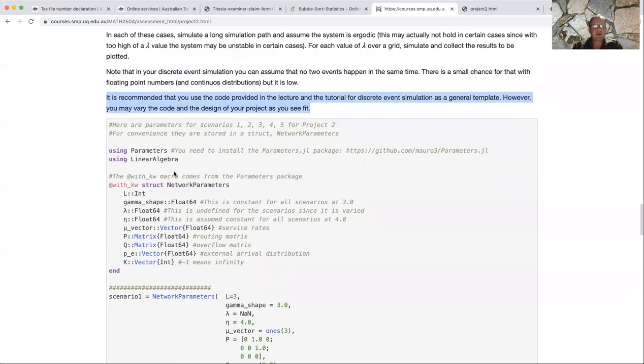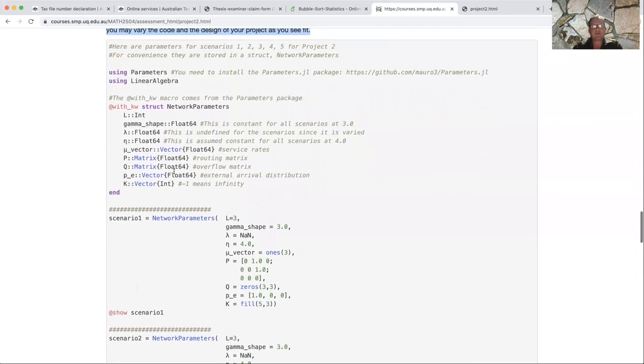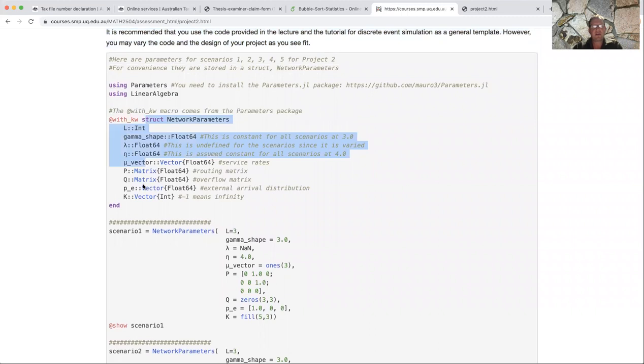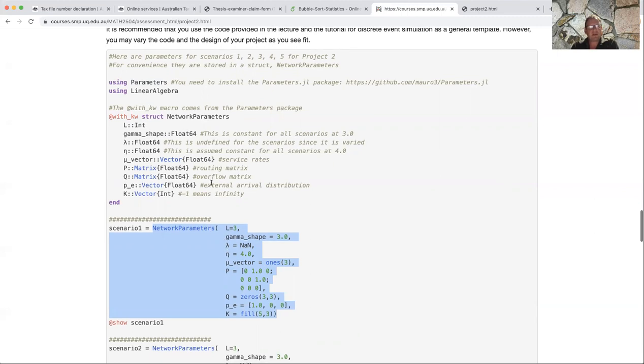Now, here are the 5 scenarios. What you have here is a struct which just specifies a scenario, all of the parameters of the scenario. You don't have to use the struct per se, but you can use it directly. This macro just comes from the Parameters package, and it gives you a constructor that uses named arguments easily. You can look at the Parameters.jl package here. Not a big deal.